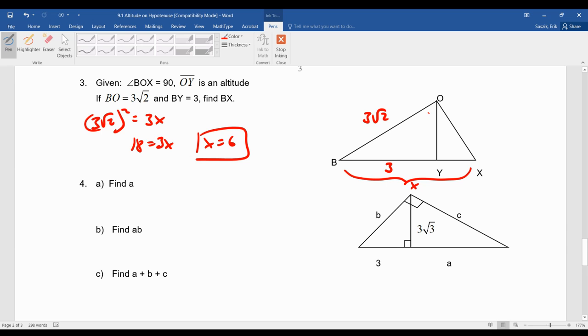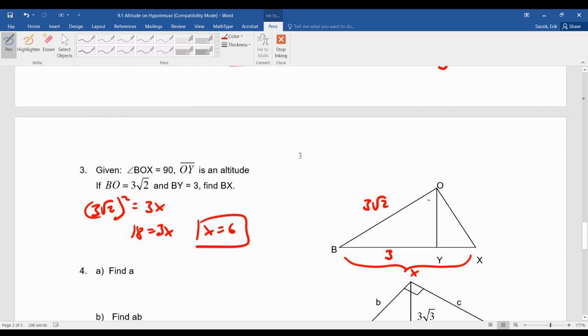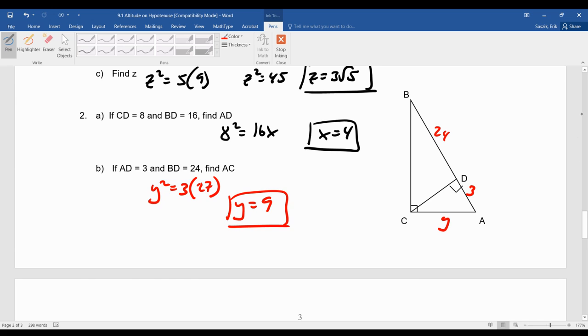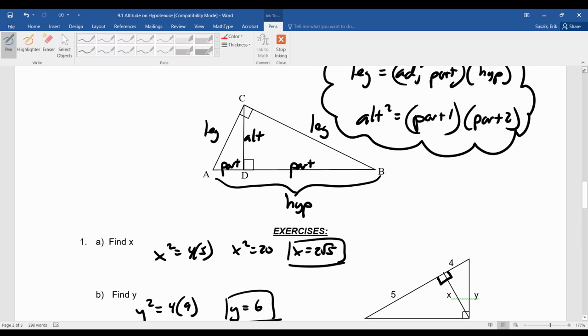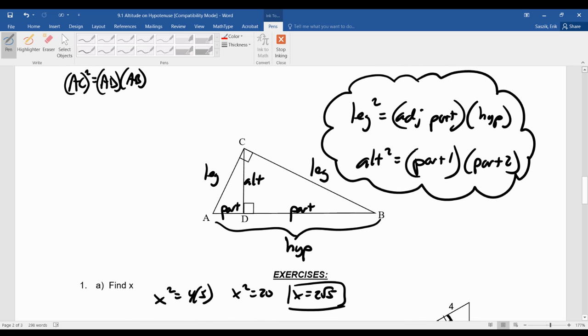All right. There you go. You can do the rest and check the answers. These 2 rules here, this is huge. Huge.